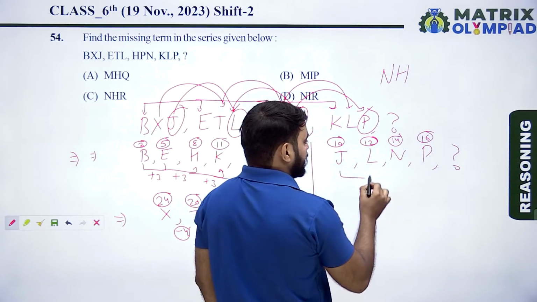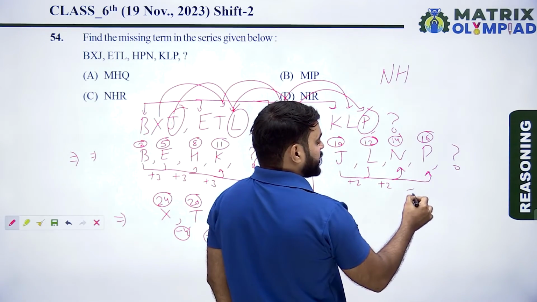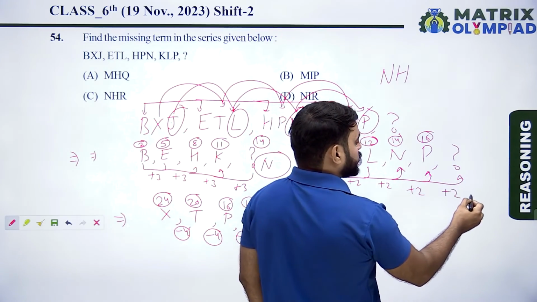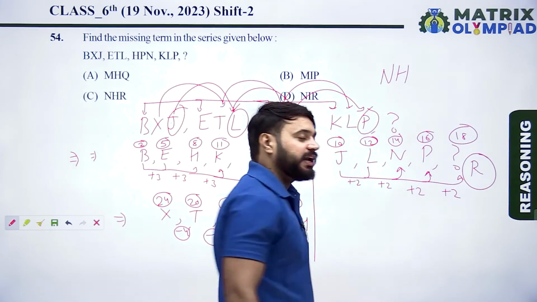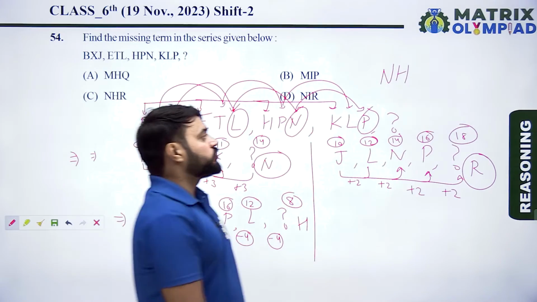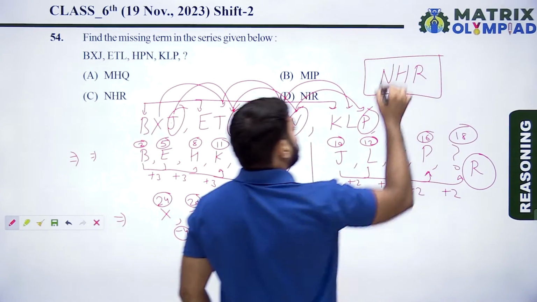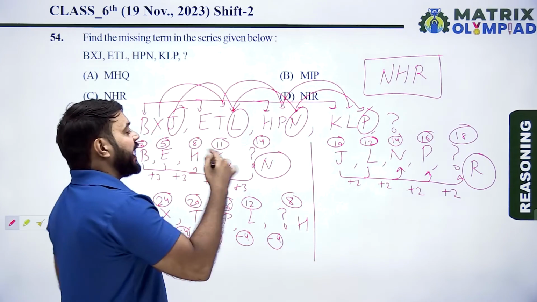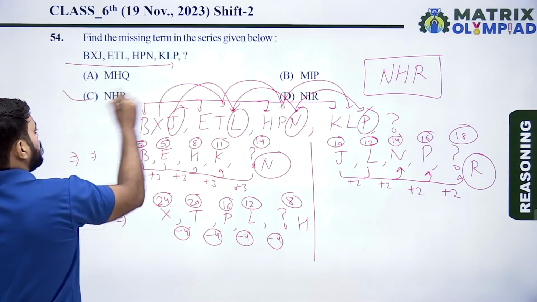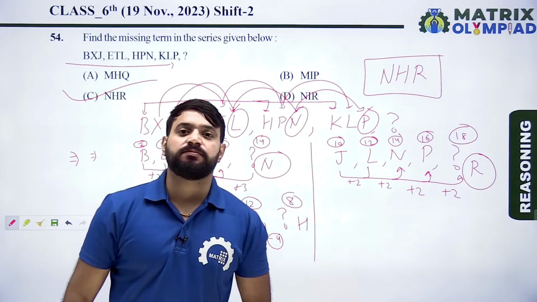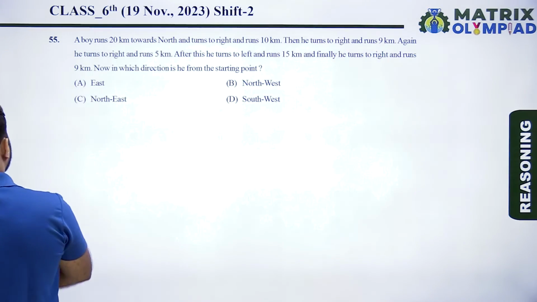So pattern is 10 to 12, it means plus 2. 12 to 14, it means plus 2. 14 to 16, plus 2. Now 16 plus 2, it means 18. So R, position of R in English alphabet is 18. So third alphabet of the missing term is R. So missing term is NHR. So NHR is the next term of the given alphabet series. So here option C is the correct answer of this question. So now let's move on to the next question. So now next question is question number 55.